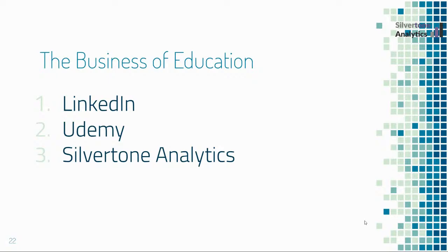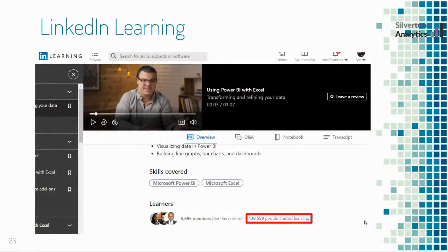All right, so I am in the business of education now. I have my consulting agency, but I have shifted my focus, especially over the last, I would say 6 months to a year, to education. I have courses on LinkedIn, Udemy, and I have built my own learning platform over this summer. I don't want to focus too much on LinkedIn Learning, other than the fact that there's just a huge amount of people who are taking LinkedIn Learning courses. So you can see this using Power BI with Excel. There were 140,000 people who've taken that course.